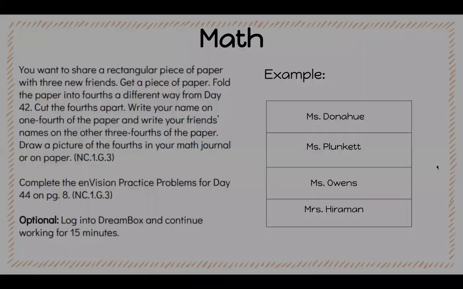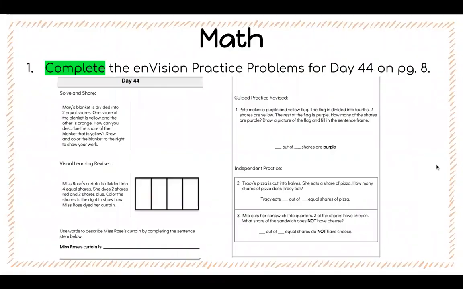Next, you will complete the Envision practice pages for day 44 on page 8. So for your solve and share, Mary's blanket is divided into 2 equal shares. One share of the blanket is yellow and the other is orange. How can you describe the share of the blanket that is yellow? Draw and color the blanket to the right to show your work. You'll draw your picture over here and color it in over here.